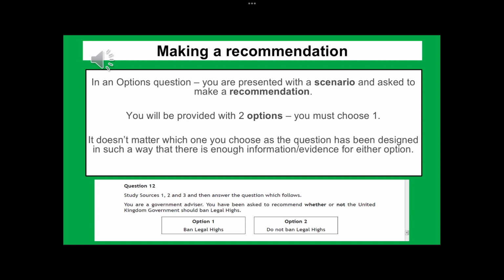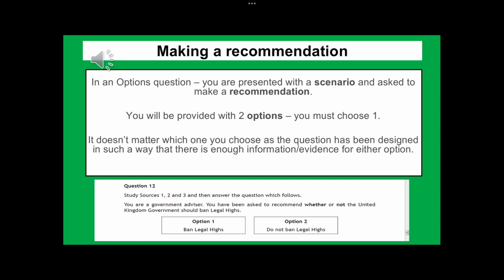So like I said, you're going to be presented with 2 different options in this question. In an options question, you're presented with a scenario and asked to make a recommendation. You're usually like a government advisor or something, and you're given a scenario where you're going to be given 2 options and you're going to recommend to the government which one is the best. That's usually how they appear. You must come down on one of them as your preferred option. Again, it doesn't really matter which one you choose, as the questions are always designed in such a way that there's enough information and evidence from the 3 different sources to back up either option that you decide to go with.